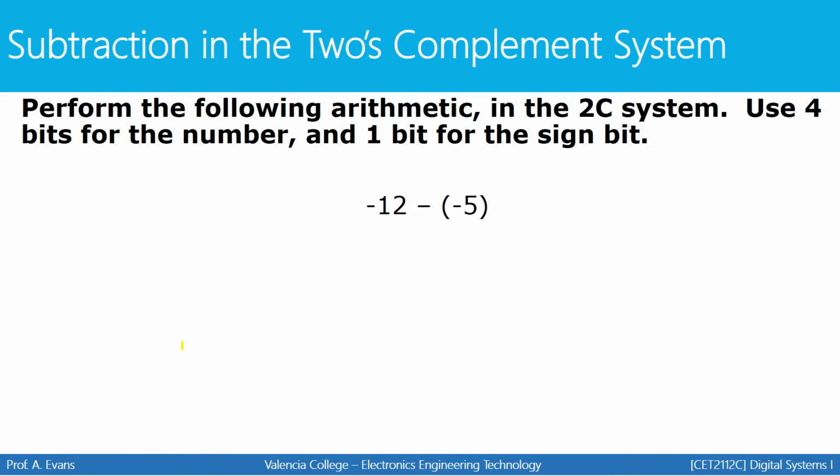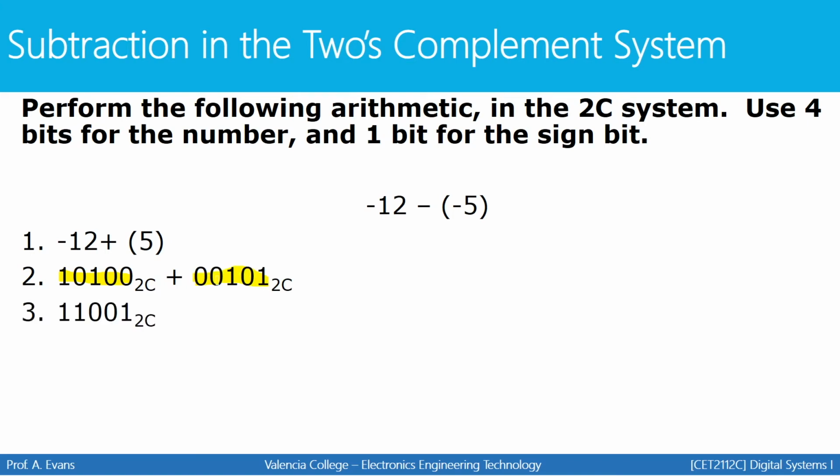Now we have negative 12 minus negative 5. Let's rewrite this as addition. That would be negative 12 plus 5. Now we're going to write negative 12 as a 2's complement number, and we're also going to write out the number positive 5. Here's negative 12 as a 2's complement number. Here's positive 5. Add those together.